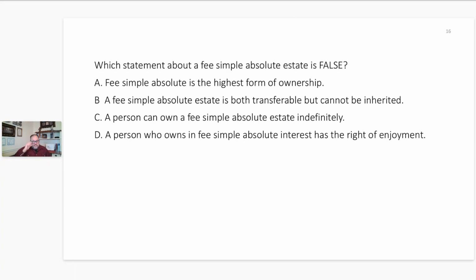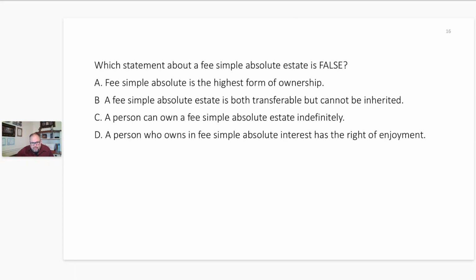Looking for a false answer. So let's go through this as a practice. Ready? Let's look at answer A. Fee simple absolute is the highest form of ownership. I think we all agree to that, right? That's a true statement. Remember, fee simple absolute is the highest and best in the land.